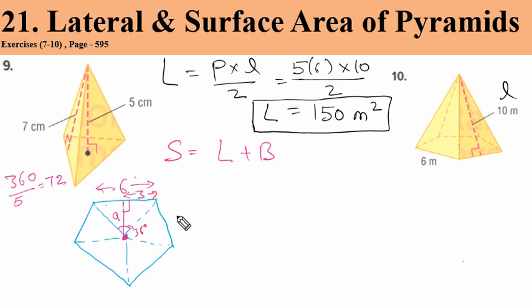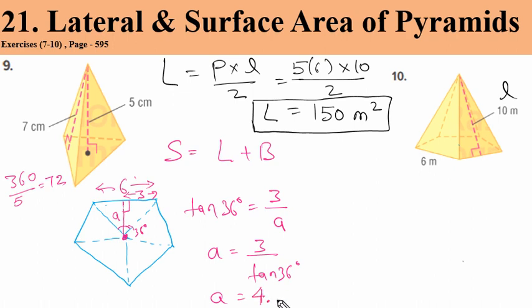Now use the tan formula. Tan 36 is equal to opposite over adjacent. So a equals 3 over tan 36 degrees. Solve this and you will get a, which is the apothem. So 3 divided by tan 36 degrees will give us 4.129, so 4.13 meter. Okay, now we got the apothem and after that things will be easy.